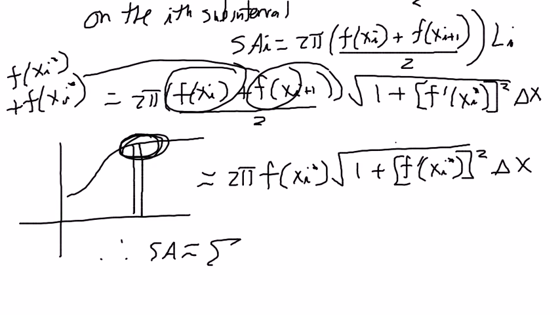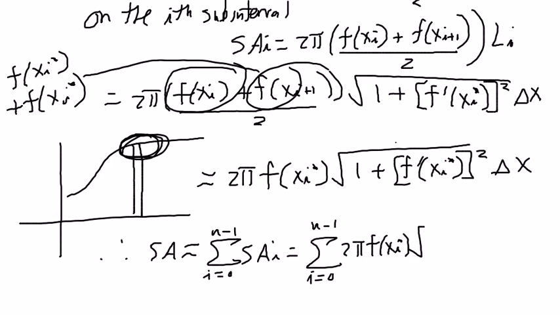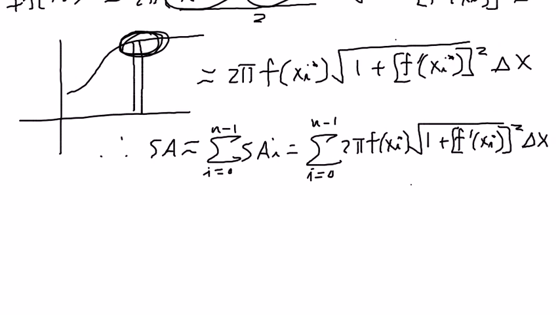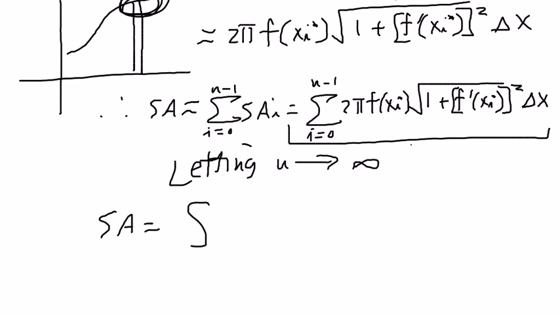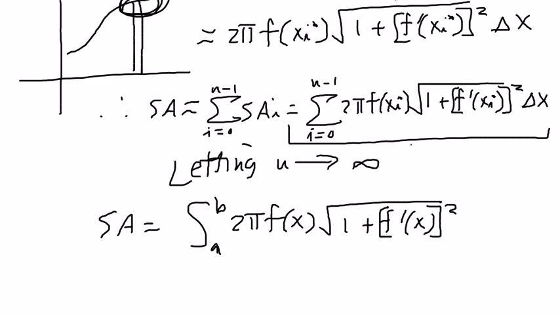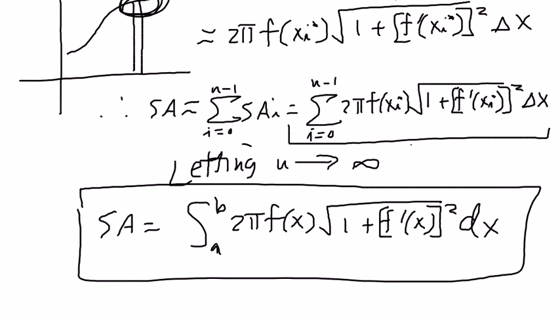And so the whole surface area is going to be approximately equal to the sum, i going from 0 to n minus 1, of the approximating surface areas, which we've just written down: 2 pi f of xi star times the square root of 1 plus f prime at xi star squared, delta x. If we allow n to go to infinity, this becomes the integral. Just like in the arc length formula, SA is equal to the integral from a to b of 2 pi f of x times the square root of 1 plus f prime at x quantity squared dx. And that, folks, is your formula for the surface area of a solid of revolution.